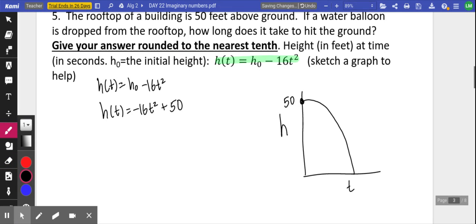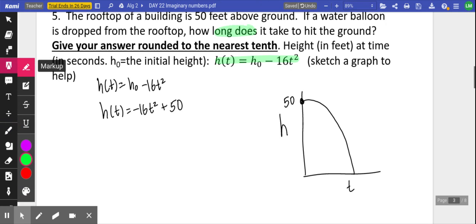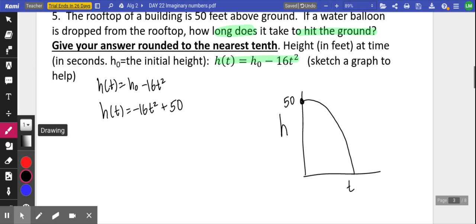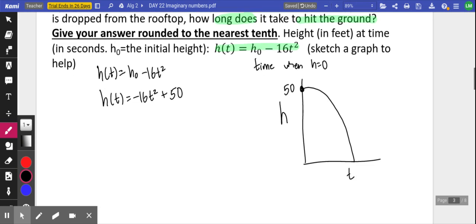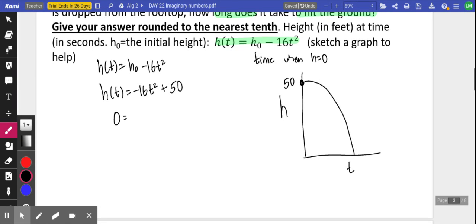And now it's asking how long it takes to hit the ground. So I'm finding the time when the height equals 0, right? Hitting the ground is when your height is 0. So I'm just plugging in h equals 0 on the left side of my equation. Again, we have just a t squared and a constant, so we're going to solve by square rooting.